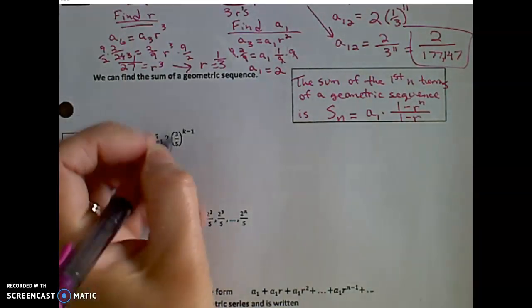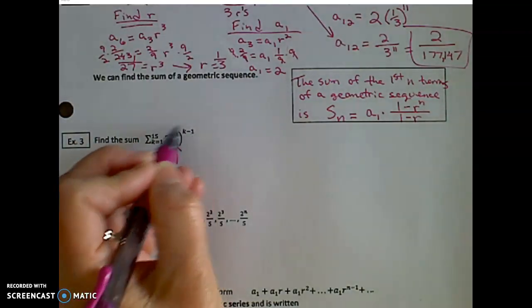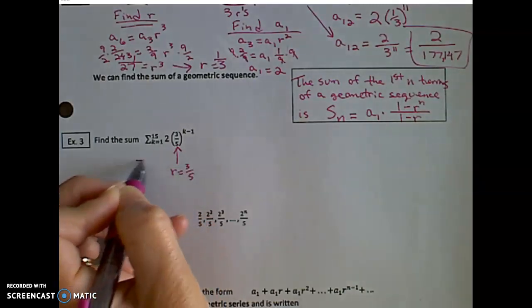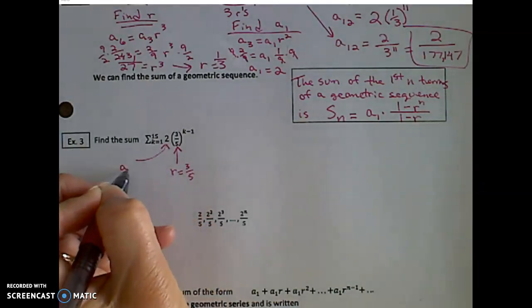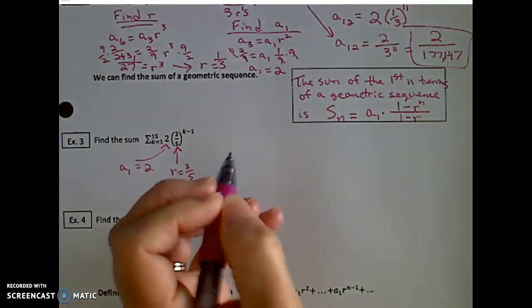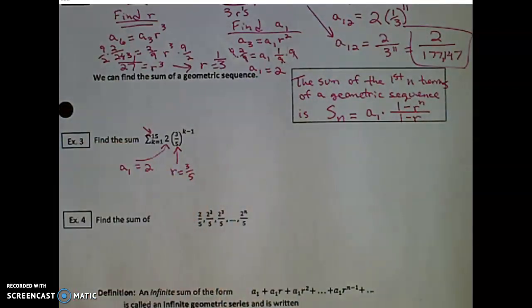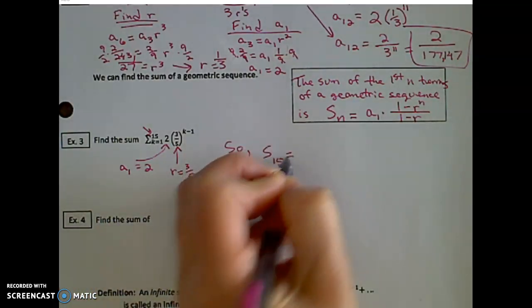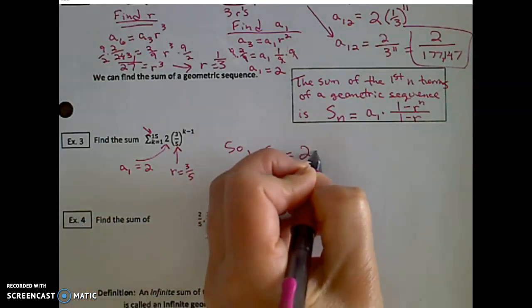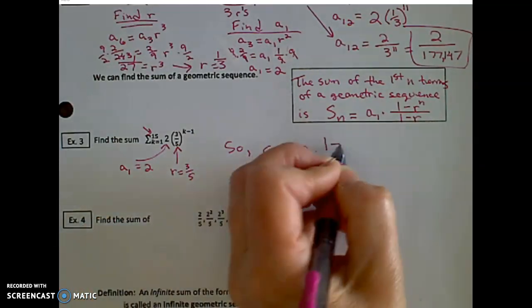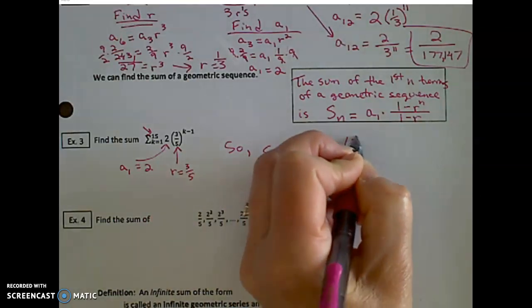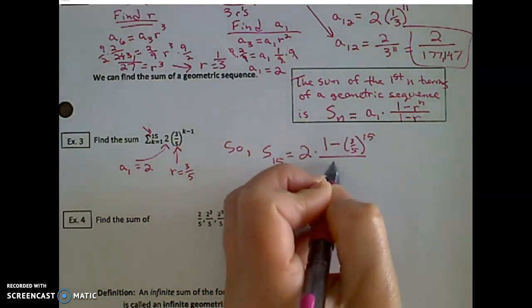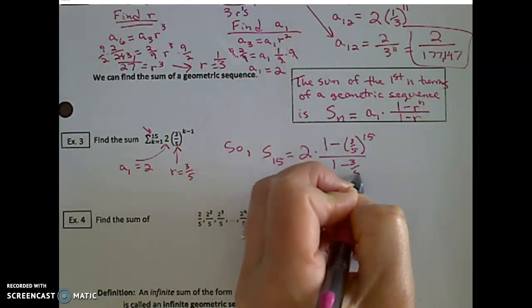Here's a geometric sequence. I know it's geometric because this looks exponential. It has a common ratio of 3/5. And we start to recognize that formula, that first term, a sub 1 is equal to 2. Find the sum of the first 15 terms of that sequence. The sum of the first 15 terms will be the first term, 2, times 1 minus, my ratio is 3/5, raised to the nth power, 15 terms, all over 1 minus 3/5.